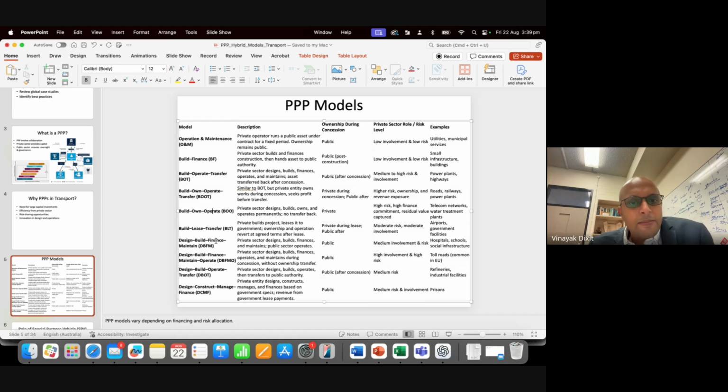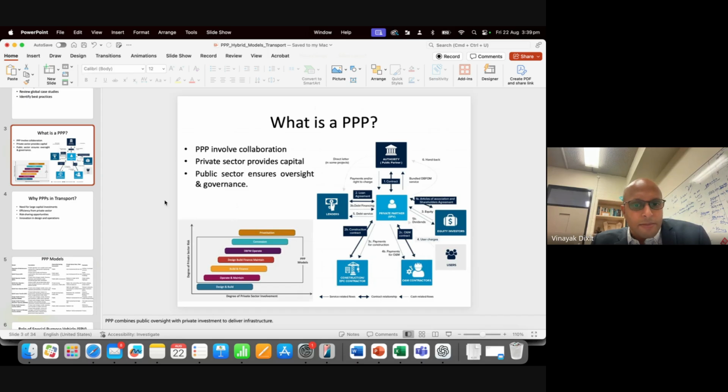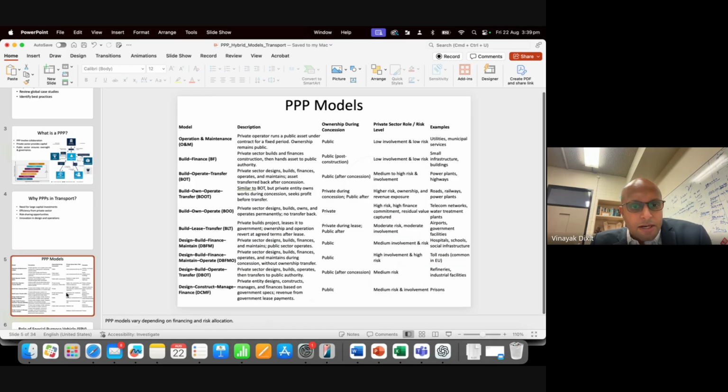Then you have design, build, finance, maintain, and design, build, finance, maintain, and operate. If you go back to this thing, you're now taking on the design part of it as well. So you're starting to do low risk activities here as well. So the risk starts building up, and these ones are higher risk.